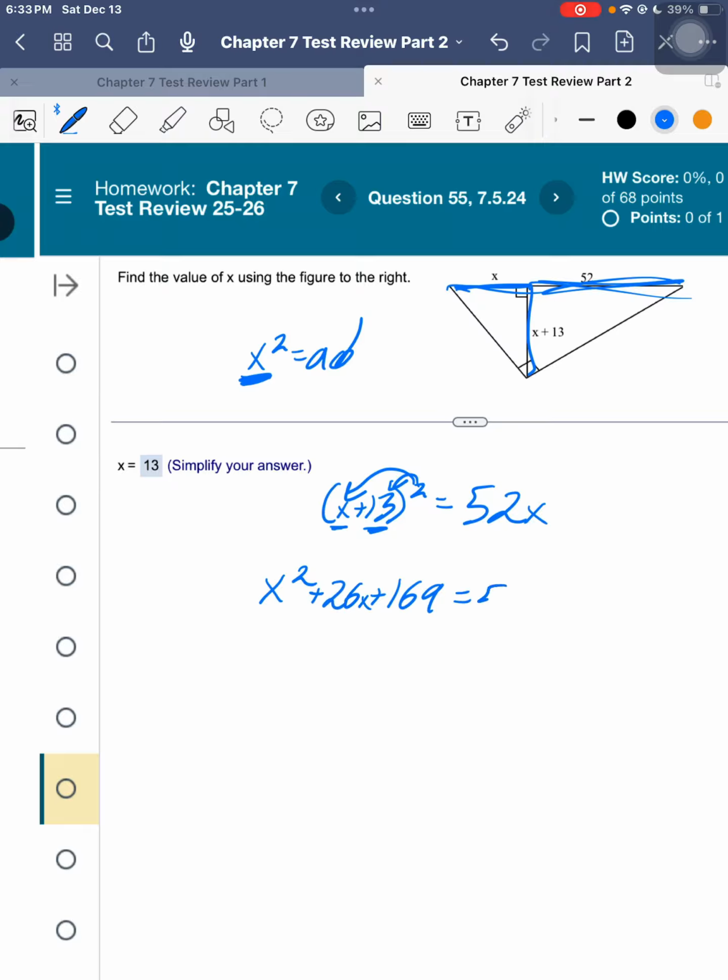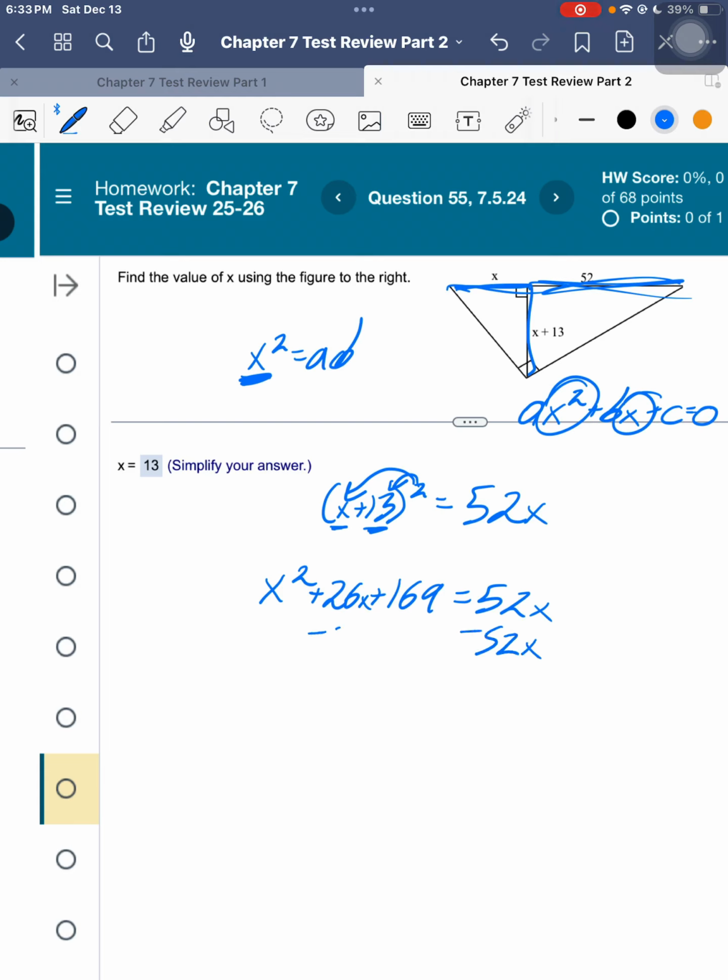26x equals 52x. Now we have another quadratic equation question. So I'm going to try to make it in the format of ax squared plus bx plus c equals 0, like this. I want to make things look like this when I have an x squared and an x together. So let's set it equal to 0.